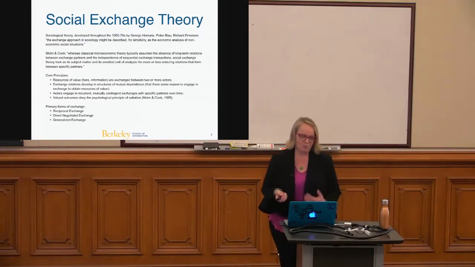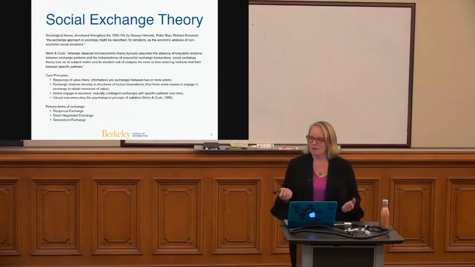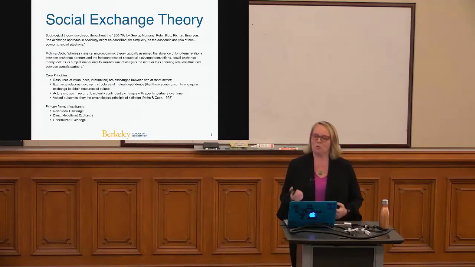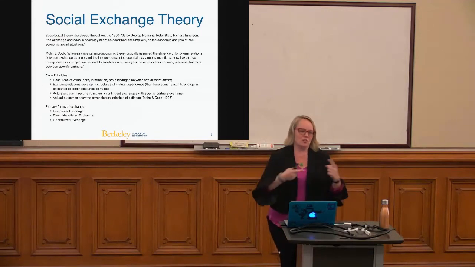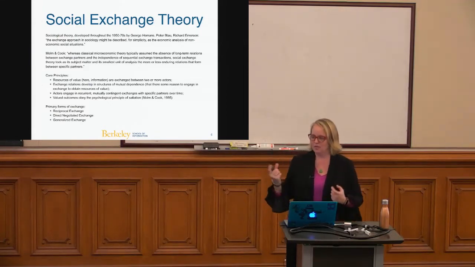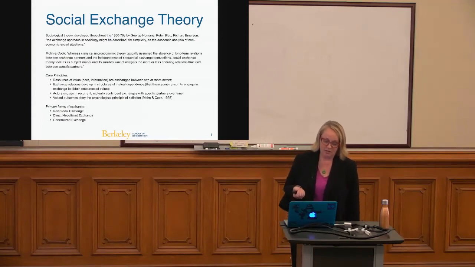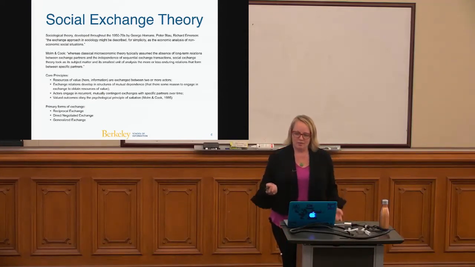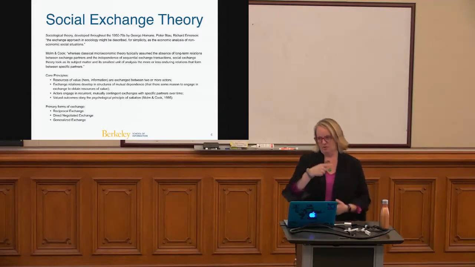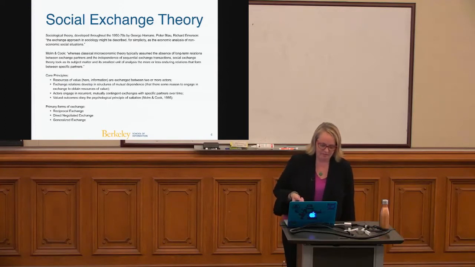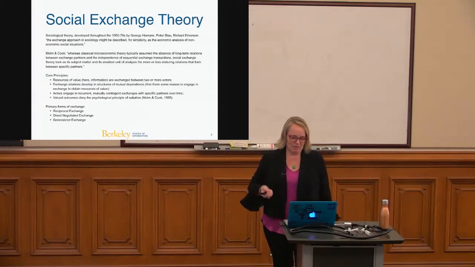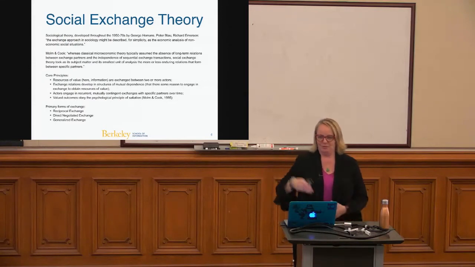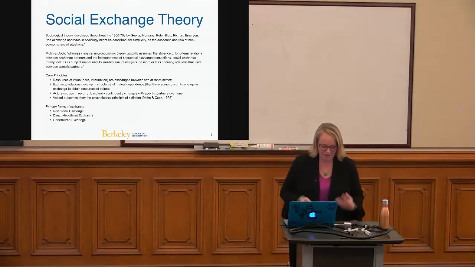The core principles are that resources of value, and in this case I'm talking about information, are exchanged between two or more actors. Exchange relations develop in structures of mutual dependence, which means there is some reason why you are exchanging these things with somebody else. You both value whatever it is you're exchanging. The actors engage in recurrent, mutually contingent exchanges with specific partners over time. So this isn't about a one-shot trade with somebody. These are relationships that you're building where you're exchanging one thing or another repeatedly. And the valued outcomes obey the psychological principle of satiation, meaning that there's some logic to what you're doing. You're not trading for the sake of trading; you're trading because it has value to you, not just for fun. And there are three primary forms of exchange.